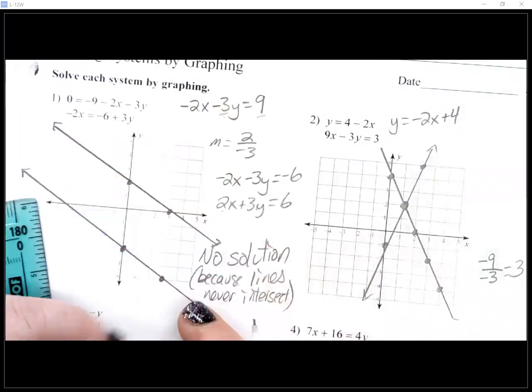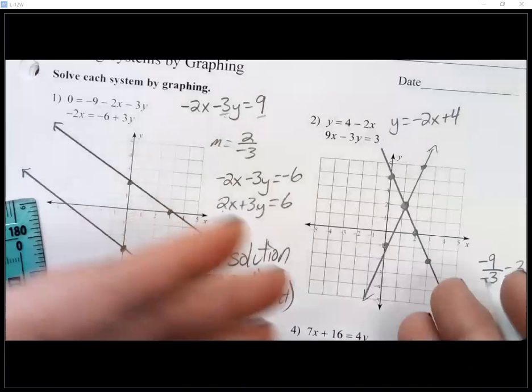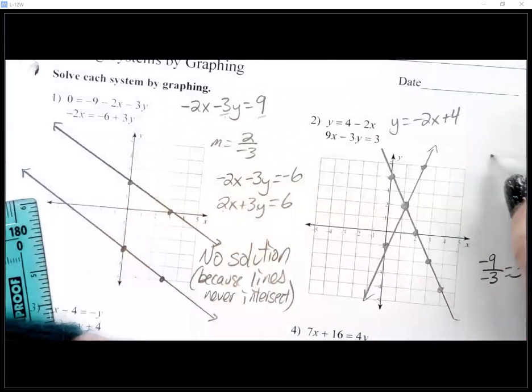Did yours cross where mine crossed? But that's not the answer. You have to then tell me what that ordered pair is. So this solution would be at 1, 2.